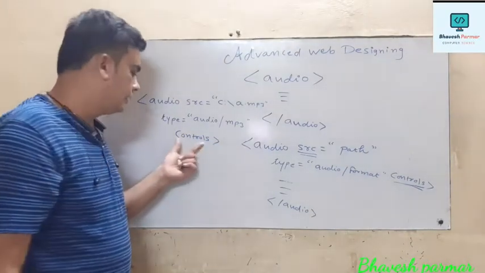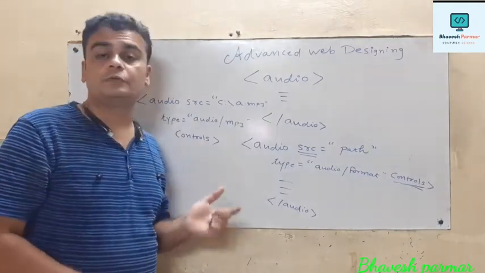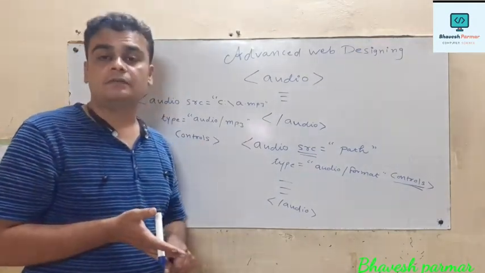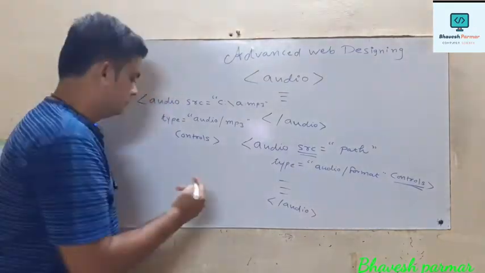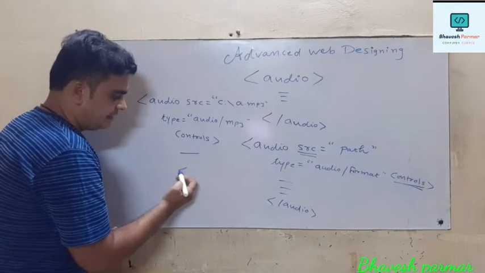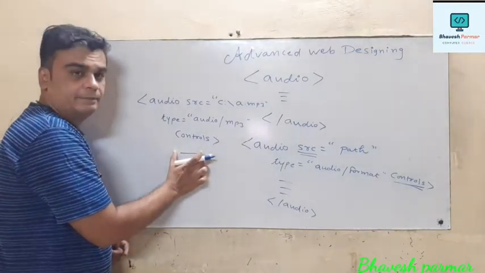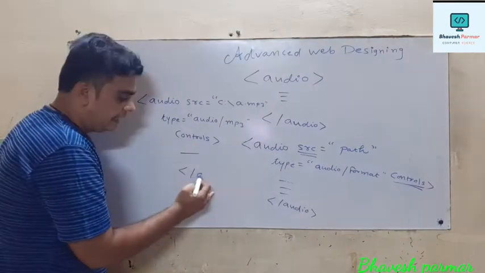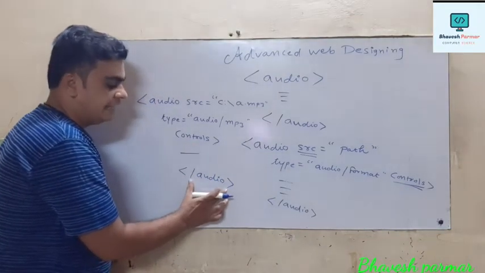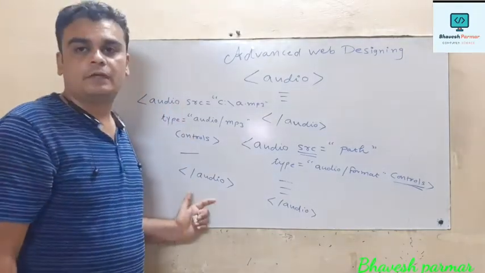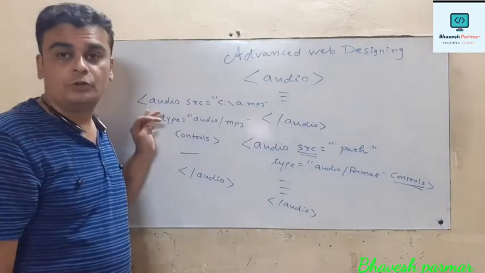As I told you earlier, controls is a very interesting attribute, and it provides you a play pause button when your web page gets loaded. Thereafter you have to specify the message, meaning if the browser doesn't support it, then this message will be displayed on your web page, and at the end you use the /audio tag to close it. So these are the basics regarding the audio tag.